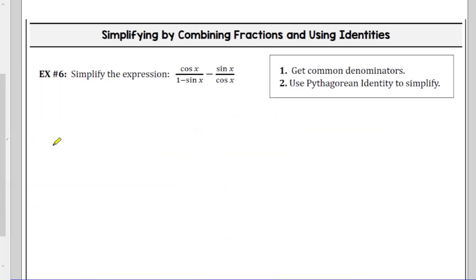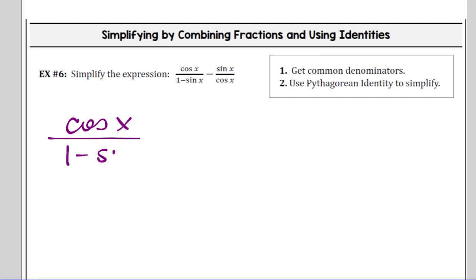You all kind of see it, but I'll write it out again. They give us some steps, right? Basically what we have here is two fractions. And anytime I'm trying to add or subtract fractions, the first thing we need is a common denominator, right? So let's start by looking at cosine x over 1 minus sine x minus sine x over cosine x.